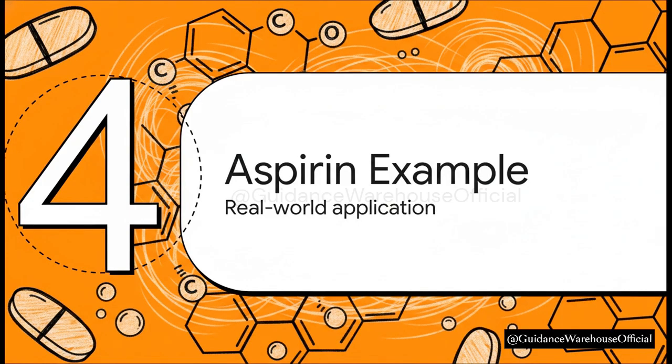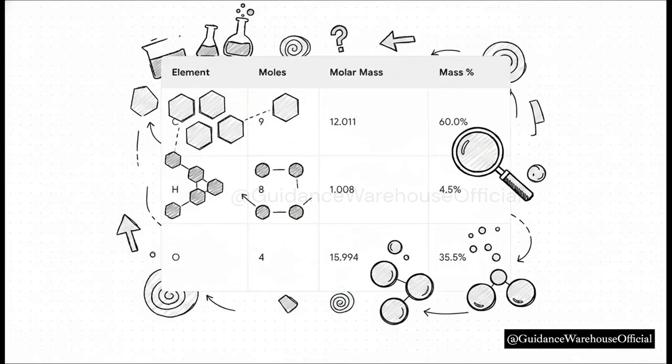Section 4. Real-world application with aspirin. Let's make this a bit more concrete with a common medicine you probably have in your bathroom cabinet right now. Aspirin. Its molecular formula is C9H8O4. Let's see how we apply those rules directly to aspirin.